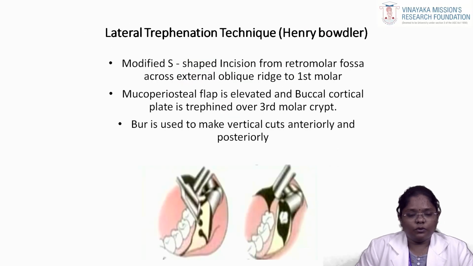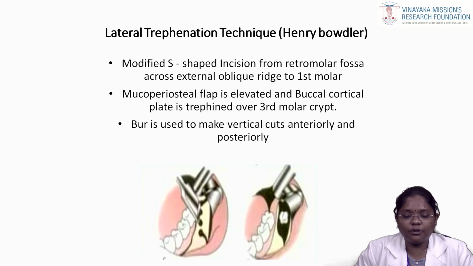done. So lateral trephination technique, modified S-shaped incision from retromolar fossa across external oblique ridge to first molar. Mucoperiosteal flap is elevated and buccal cortical plate is trephined over third molar crypt. Burr is used to make vertical cuts anteriorly and posteriorly.